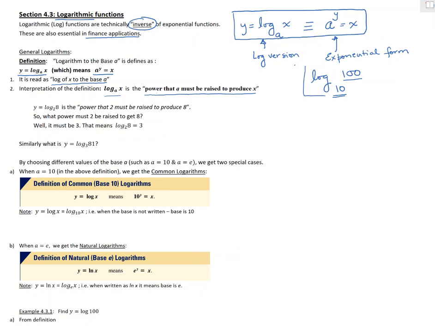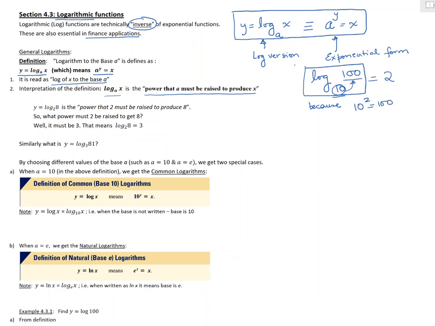So if we go back to this and look at this, what does this really mean? What is this equal to? So it is the power that 10, which is a, must be raised to give you 100. So we know that the power would be 2. So this is equal to 2 because 10 raised to the power 2 is 100.